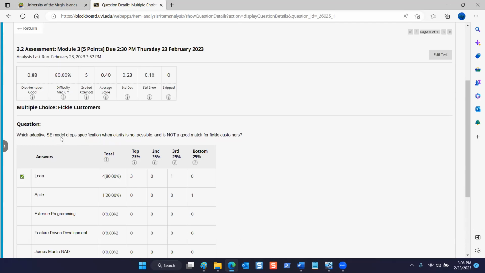Which adaptive SE model drops specifications when clarity is not possible? In other words, they're lean, mean fighting machines, right? And it's not a good match for fickle customers who change their mind all the time. Lean would be the model that we're looking for.